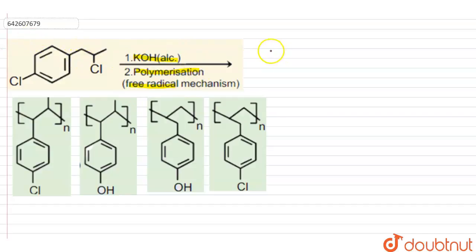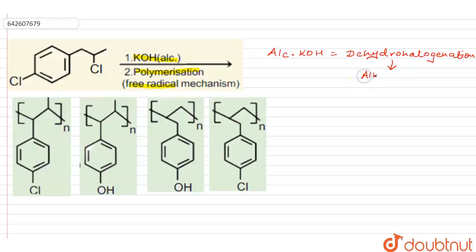So basically, let us first of all be clear with this concept that alcoholic KOH is the dehydrohalogenation causing reagent. What is it? Dehydrohalogenation, which means it would be removing a hydrogen and a halogen. So the location from where the halogen would be removed, the carbon adjacent to it containing a hydrogen would be removed equally. Now at that point, the formation of an alkene takes place.